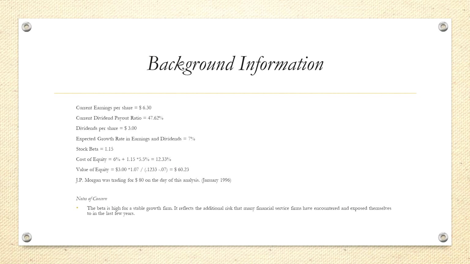D0, $3, times 1 plus g. g is 7%, as we assume. Then divided by the difference between the cost of equity and the growth rate, to come up with a $60 estimated stock value.